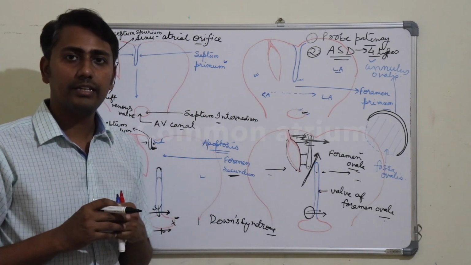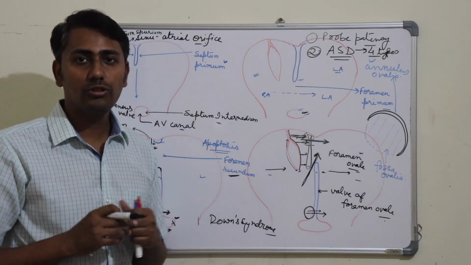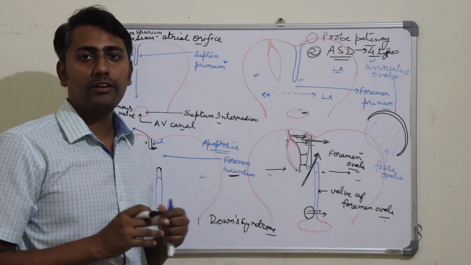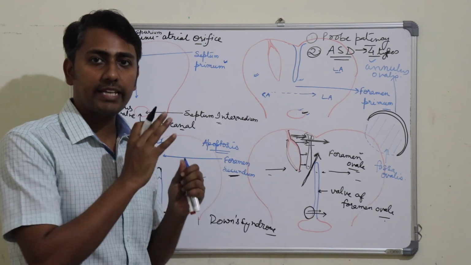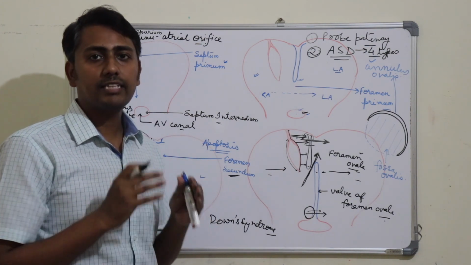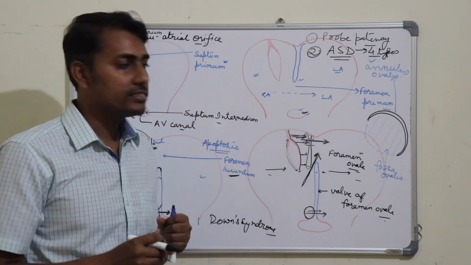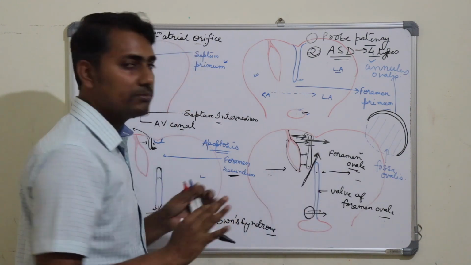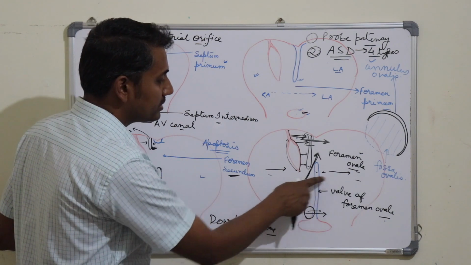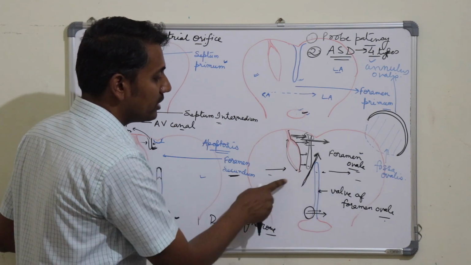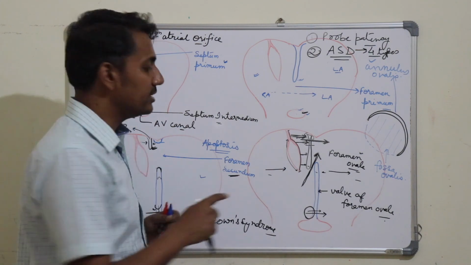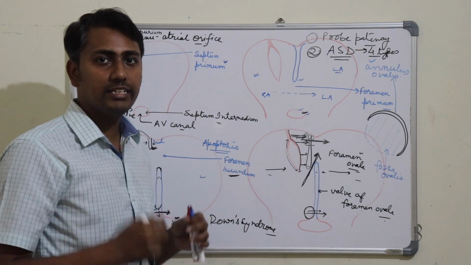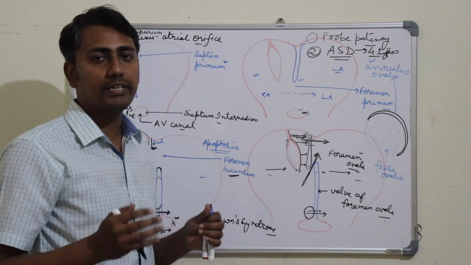Now the fourth type, that is the common atrium type, also known as cor triloculare biventriculare. Basically, this type of defect is a combination of ostium secundum, ostium primum and sinus venosus types of defect. In this, the septum secundum as well as the septum primum does not form. Therefore, the atrial chambers are not divided into two, right and left atrium. There is a common atrium. Therefore, this type of defect, which is a very rare and serious type of defect, is known as common atrium type of defect.